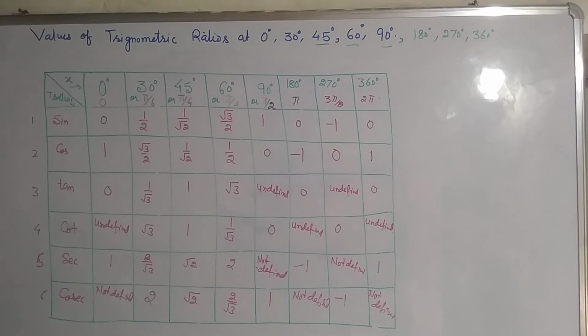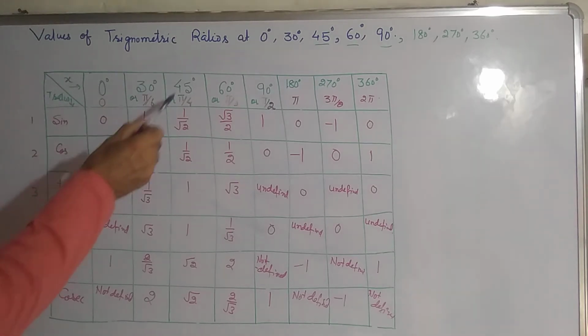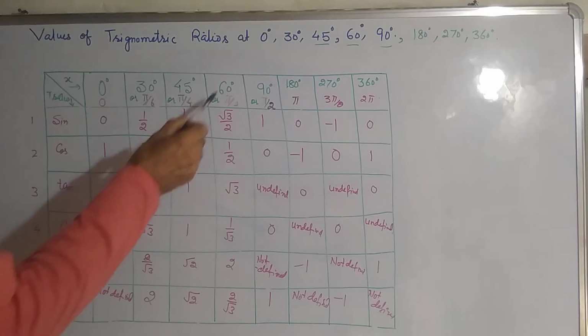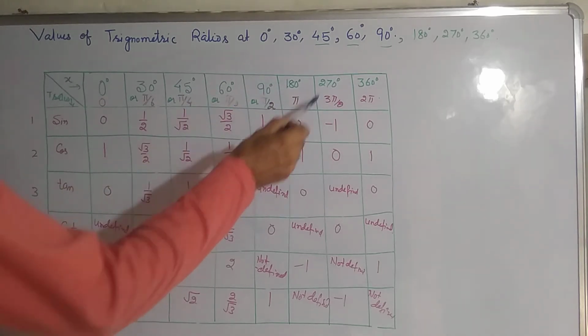Here is the value of the trigonometric ratios at 0 degree, 30 degree, 45 degree, 60 degree, 90 degree, 180 degree, 270 degree and 360 degree. Here is the table. We must remember sine at 0 degree is 0, 30 degree is 1 by 2, 45 degree is 1 by root 2, 60 degree is root 3 by 2, 90 degrees is 1, 180 degree is 0.